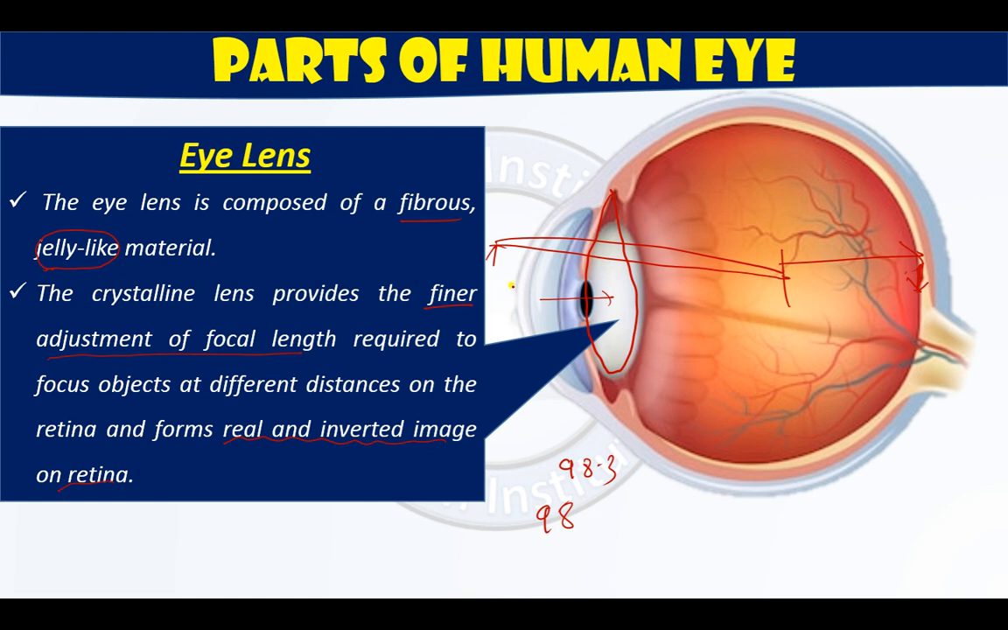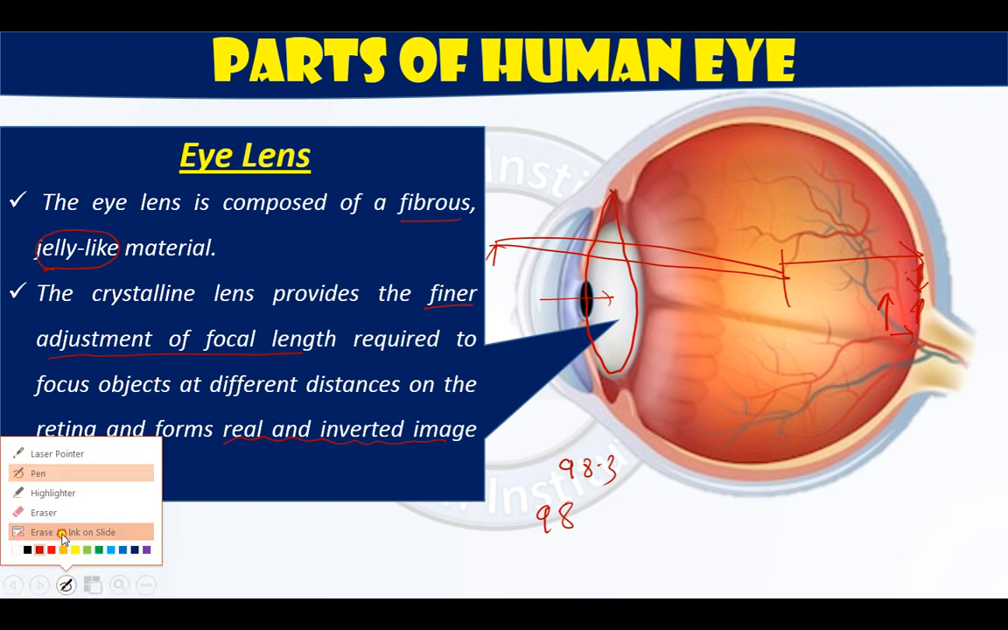Majority of the refraction will be performed by the cornea, and the small adjustments in order to get a perfect image, that will be done by this eye lens. It will either increase its focal length or decrease its focal length to get the image over here. So that is the main role of the eye lens.